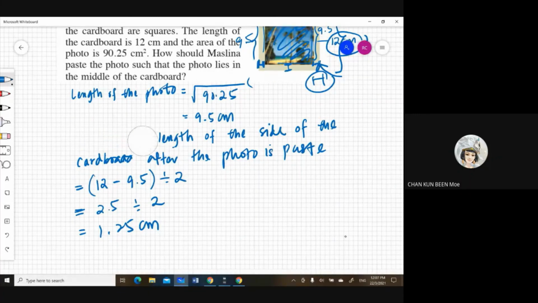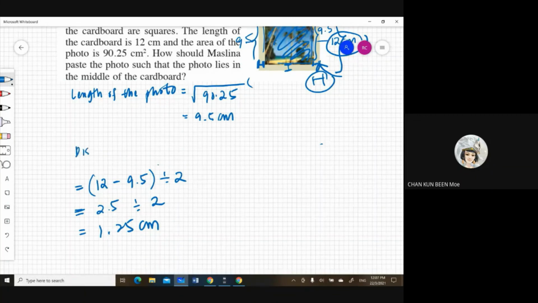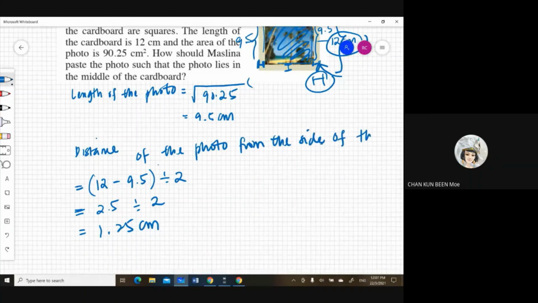Oh, so this one I shouldn't write like this anymore. I should write down the distance in between the photo and the side of the cupboard. Okay, I rewrite the distance of the photo from the side of the cupboard.